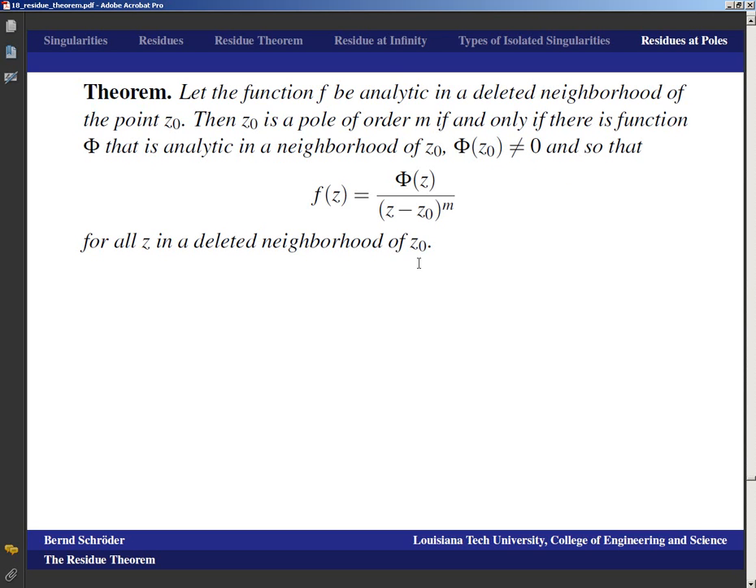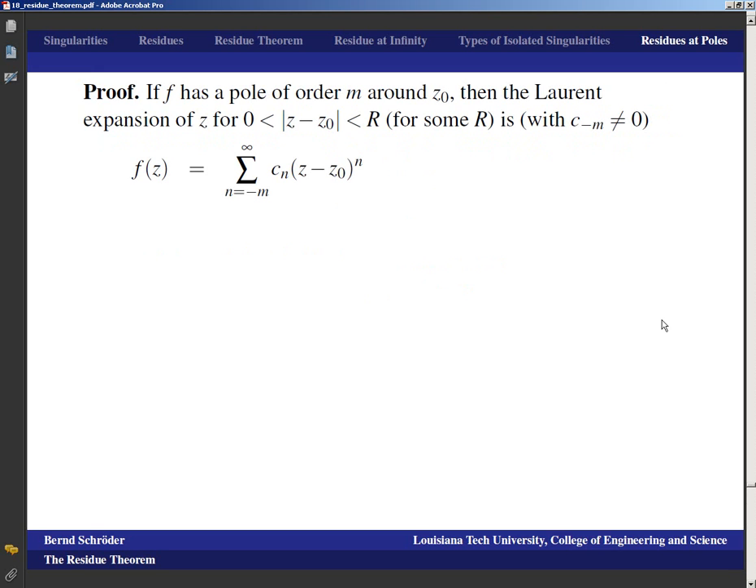That is something that we implicitly already used in a couple of those examples. It seems to make sense, and the proof is not going to be too bad. The nice thing is we will also get that the residue of f at z equals z0 is the m minus first derivative of phi at z0 divided by m minus 1 factorial. Okay, how do we prove that?